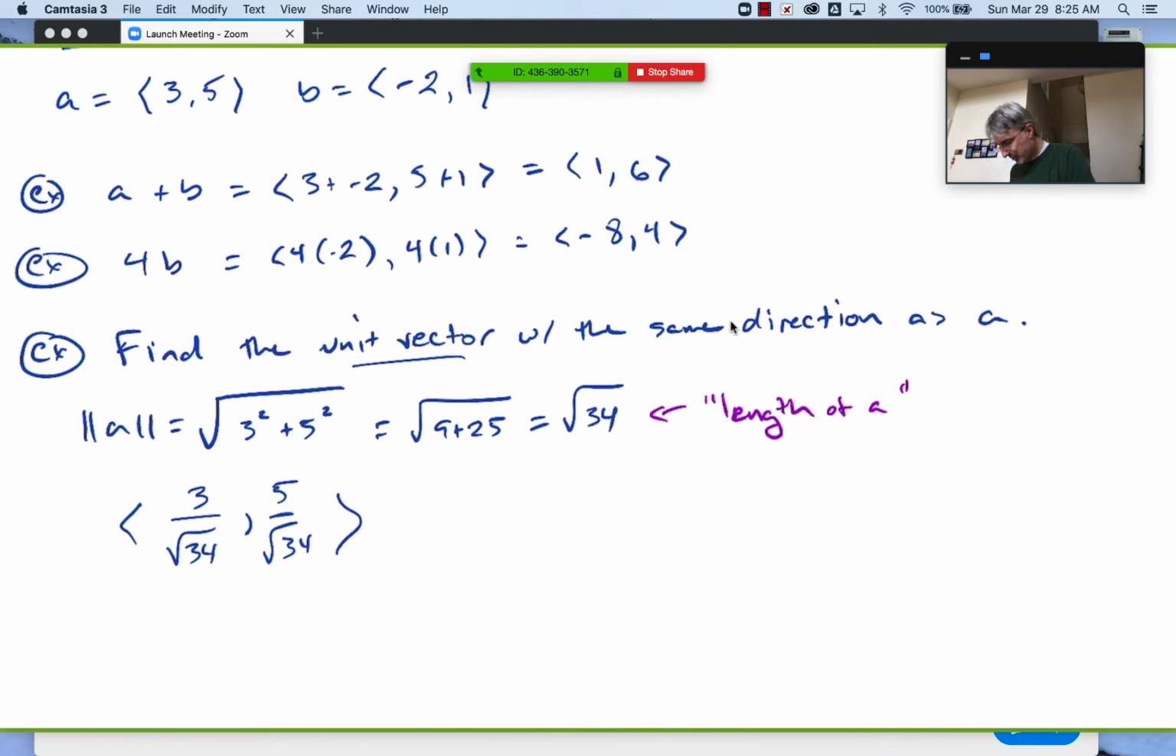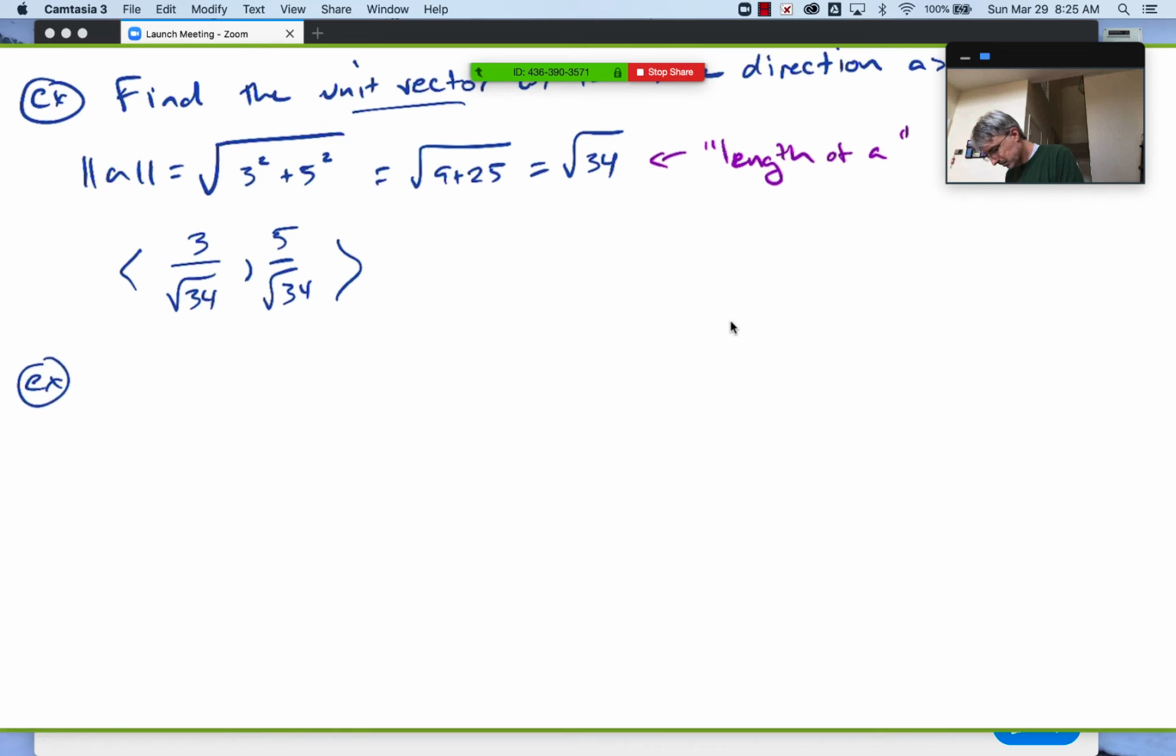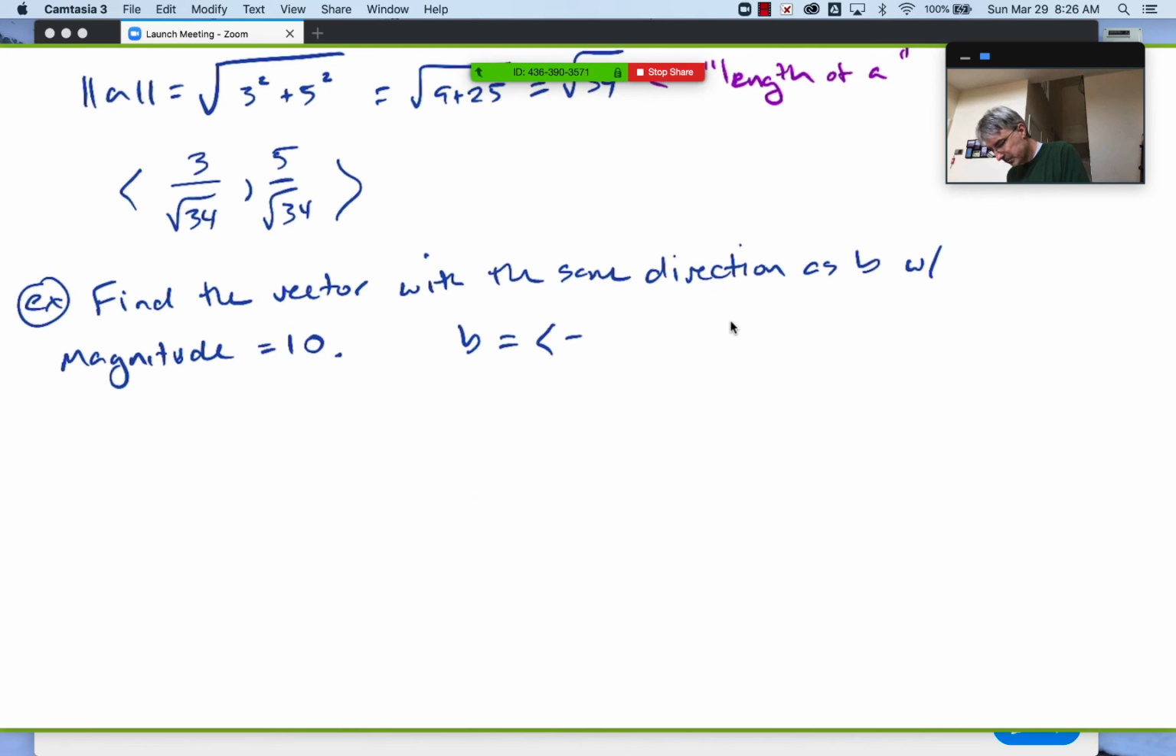And then the last type of problem of this sort: find the vector with the same direction as b, and then with a given magnitude, say with magnitude equals 10. So remembering that b is the vector negative 2, 1.